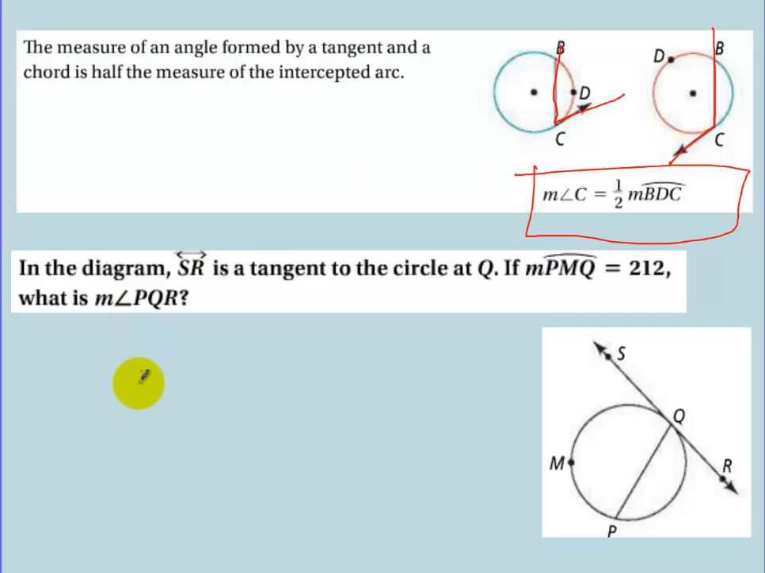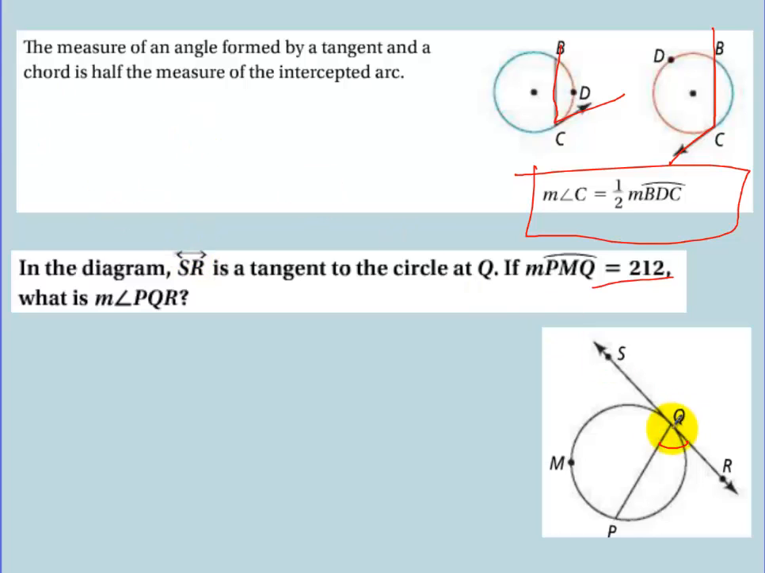If you have a tangent line, it's like the inscribed angle's not completely there, but it still follows the same rules. So in this diagram, SR is tangent to the circle Q at Q. If the measure of arc MPQ is 212, then what is the measure of PQR? So PQR is what I'm trying to find here.